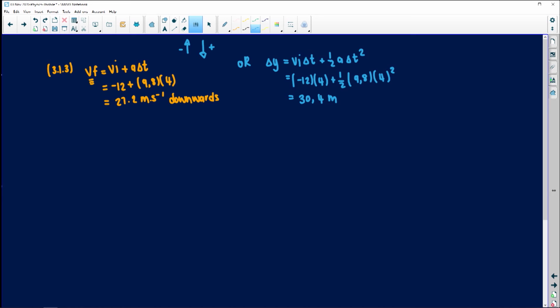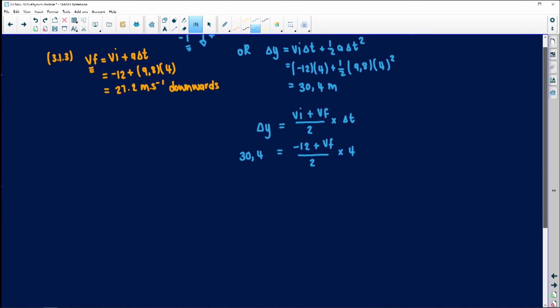Now that I've got the height, I can therefore find the velocity. I can substitute this in this formula. So delta y is equal to VI plus VF all over 2 multiplied by delta t. My delta y at 4 seconds, I know that it is 30.4. My initial velocity, the ball was thrown at the initial velocity of 12, but because I've chosen up as a negative, it's negative 12, plus my final velocity, which I'm looking for. This is all over 2. My time, I am told, is 4 seconds.